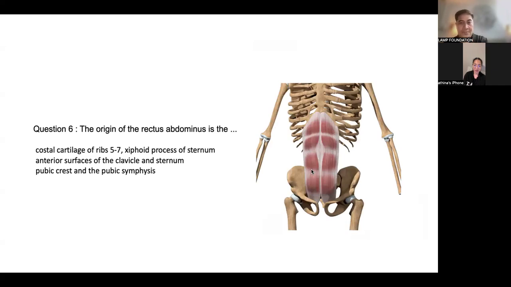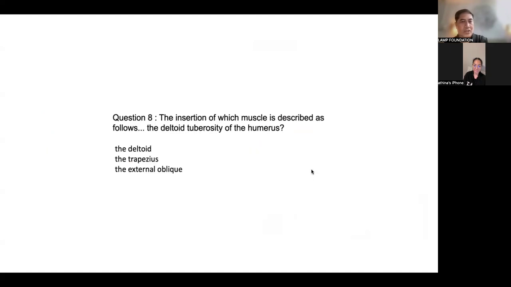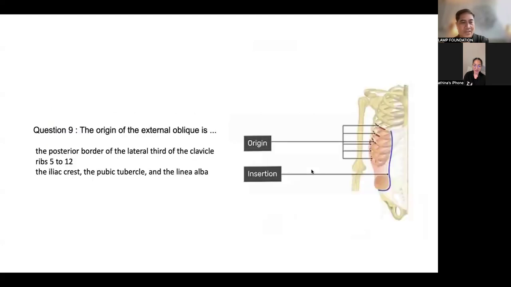the pubic crest and the pubic symphysis. Insertion of the rectus abdominis is the costal cartilage of ribs 5 to 7, xiphoid process of sternum. The insertion of which muscle is described as follows: the deltoid tuberosity of the humerus? The deltoid. Origin of the external oblique is the ribs 5 to 12.